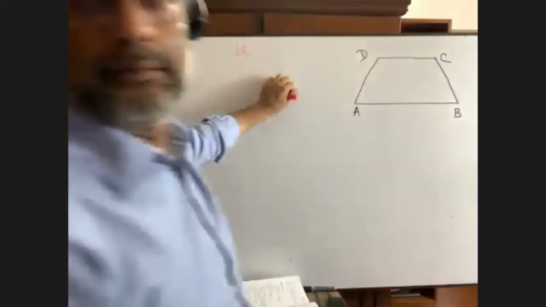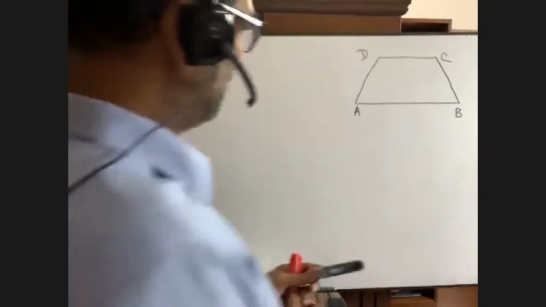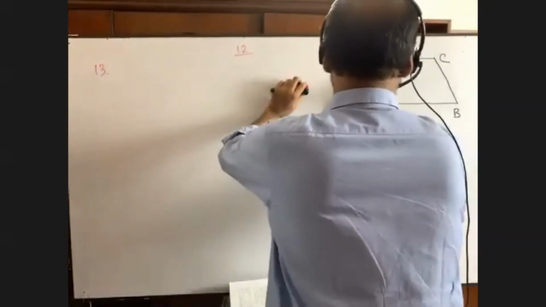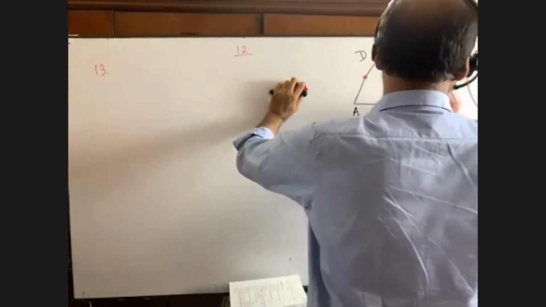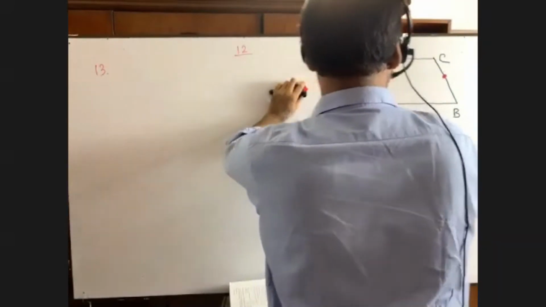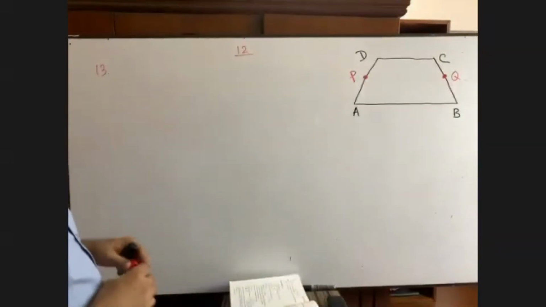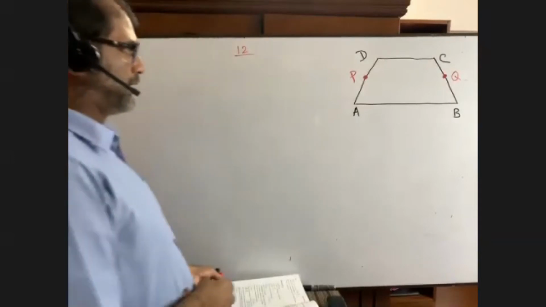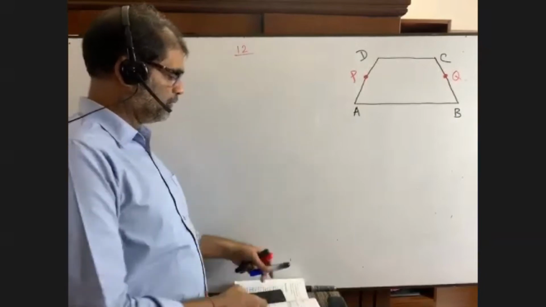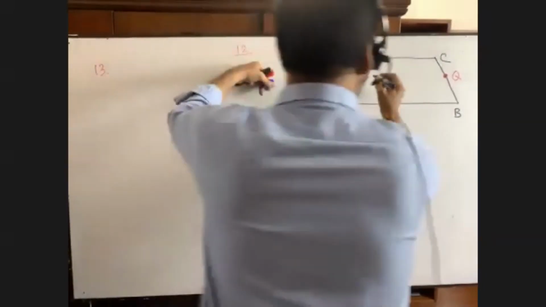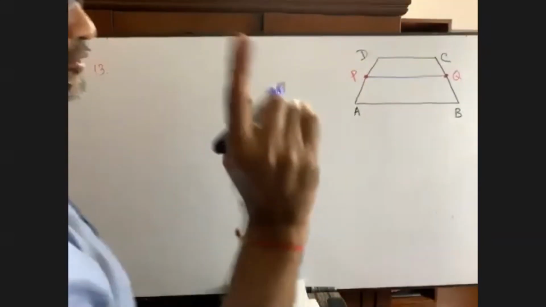ABCD is a trapezium. We are taking the midpoints of AD and BC. Name them P and Q. P and Q are the midpoints of AD and BC respectively. Now, P and Q have been joined. Please try to understand.